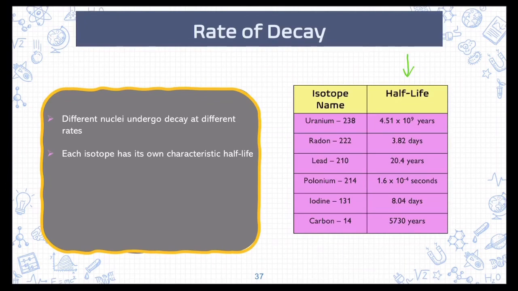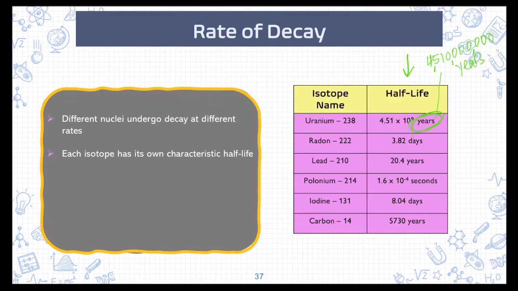So you'll notice that there's a huge variation in time. We have uranium-238, which takes 4.51 times 10 to the power of 9 years. Okay, let's take a look at that number for a second. We haven't reviewed scientific notation in class just yet, so let's write that number out so you can see just how large it is. That is 4,510,000,000 years. That's how long it takes uranium-238 to decay to a more stable isotope by 50%.